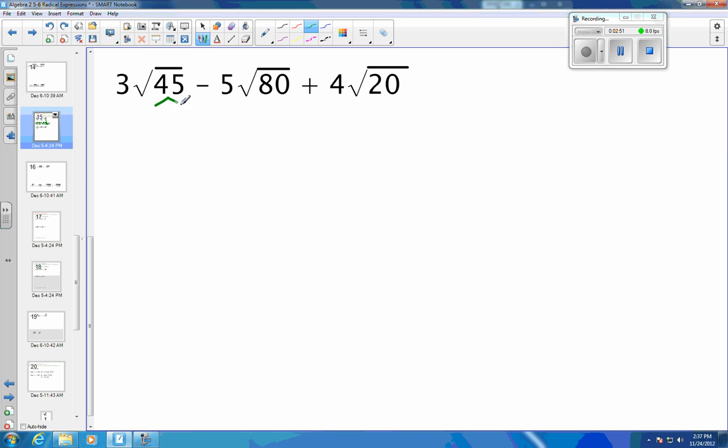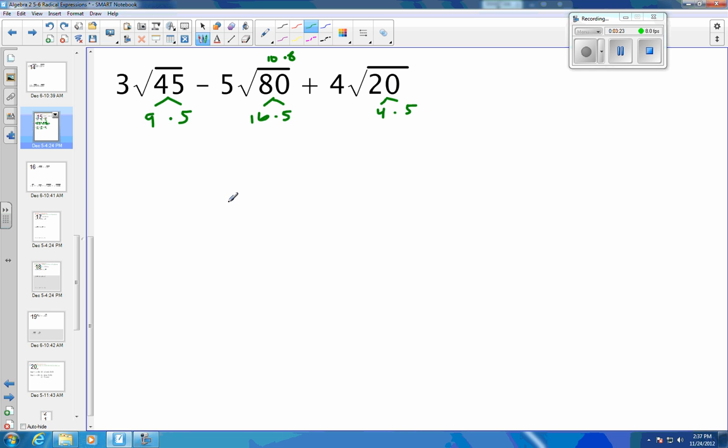So I know 45 has a perfect square of 9 times 5. 80 is 10 times 8. So let me just write that down. 10 times 8, which 8 is 3 2s, and I can borrow another 2 from there. So 4 2s is 16. So this is actually 16 times 5. And then 20 is 4 times 5.